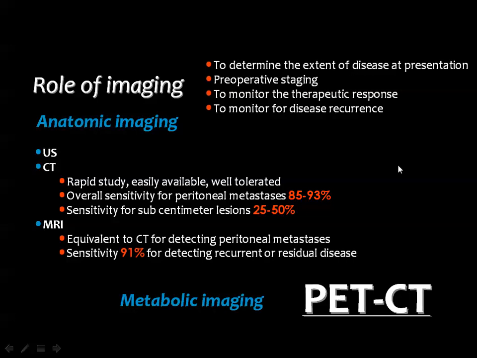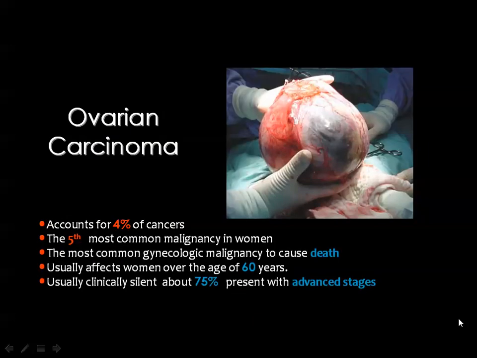disease recurrence. You all know the value of ultrasound in this domain, and also CT is considered one of the rapid tools for evaluation. According to the literature, the overall sensitivity, especially for the detection of peritoneal metastases, is in this range, and the sensitivity for smaller lesions will be much lower. Then MRI is almost equal, and the only tool for metabolic imaging is the PET CT.